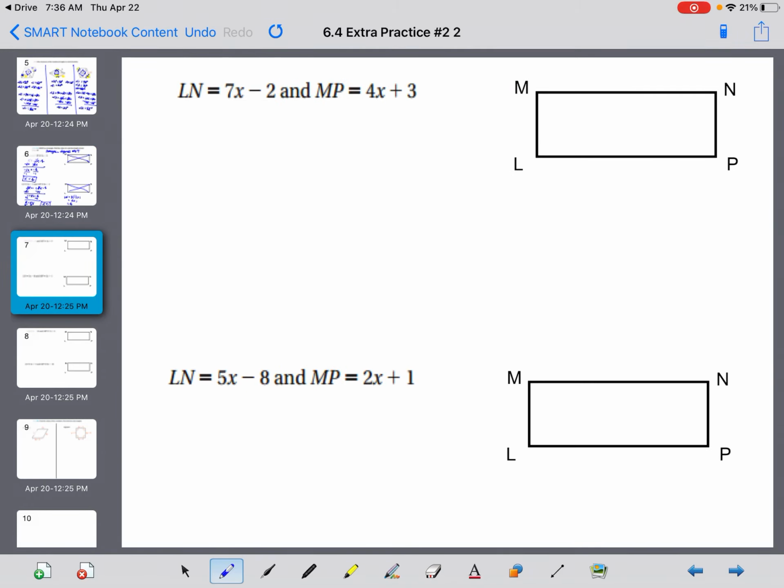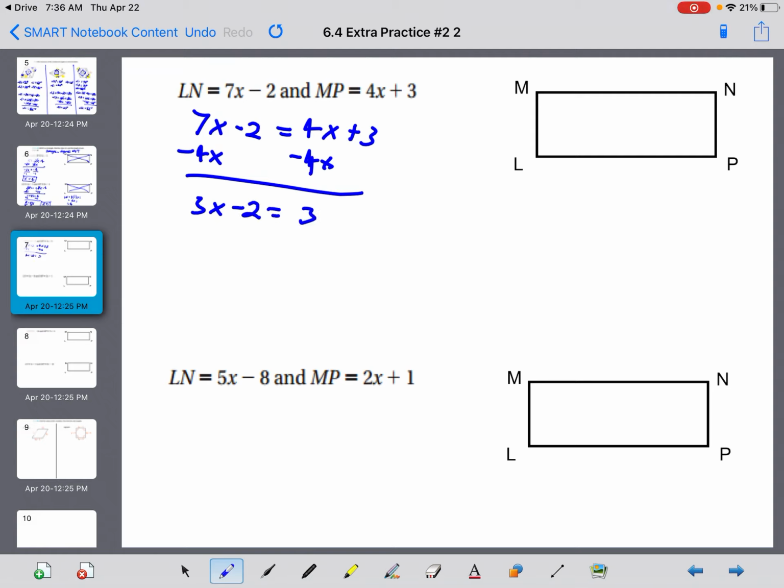Again, more diagonals. LN and MP, let's set them equal to each other. 7x minus 7 equals 4x plus 3. Subtract 4x on both sides. We get 3x minus 7 equals 3. Add 7. 3x equals 10.